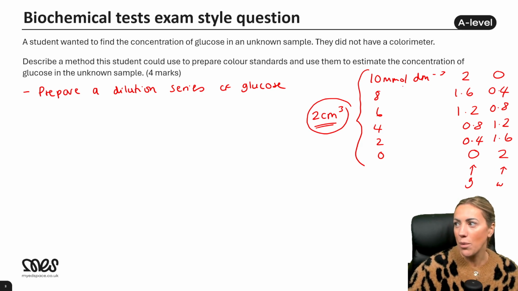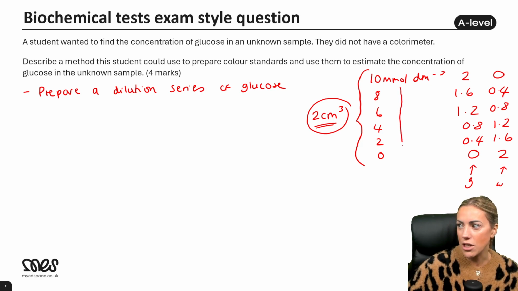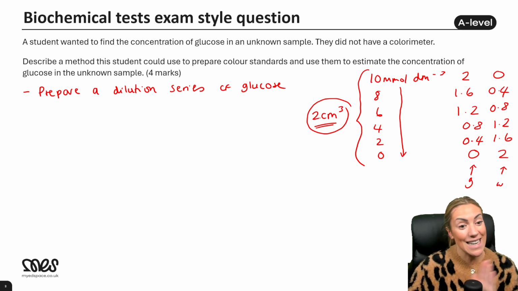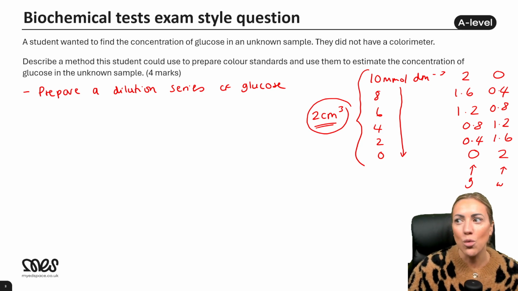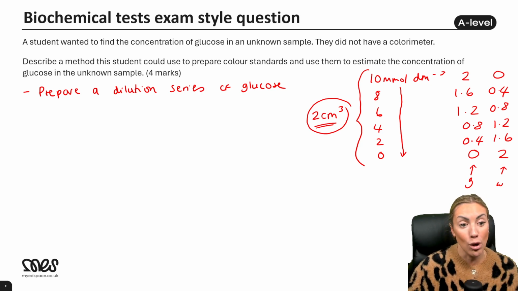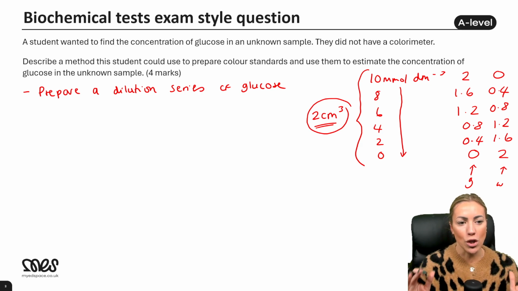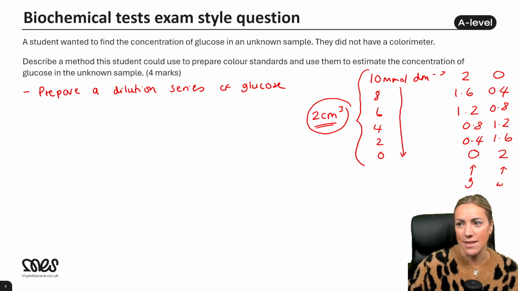Then I would end up with a range of concentrations going all the way from 10 to 0, and they'd all have the same volume. Now, you didn't have to include that detail in the answer, just to specify. I'm just explaining how you would create that dilution series. But the point of it is you end up with a range of known concentrations of glucose that you can test with Benedict's to prepare these colour standards.